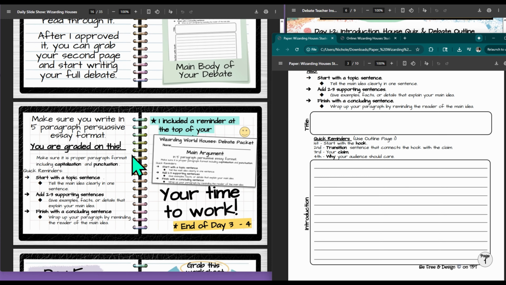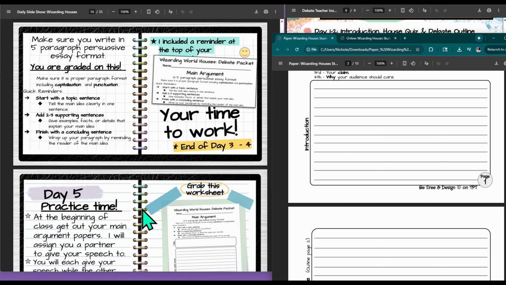And I think we just have one more slide until I let them know that it is their time to work. So make sure you write in a 5-paragraph essay format. You are graded on this. Make sure it is in proper format, including capitalization and punctuation. Remember, start with a topic sentence, tell the main idea clearly, add 2 to 3 supportive sentences, give examples, facts, details, explain your main idea, and then finish with the conclusion. Wrap up the paragraph by reminding the reader of the main idea.